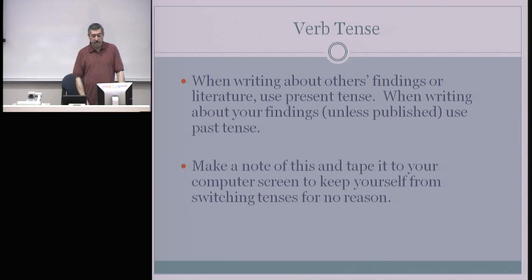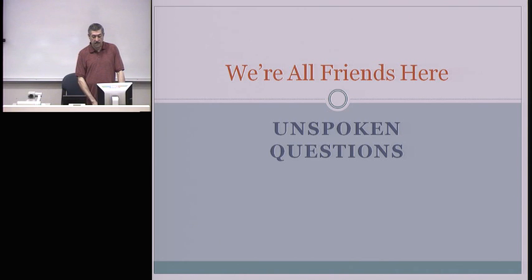And another one with verb tense: when you're writing about others' findings or literature, you want to use present tense. When you're writing about your finding, unless you've had it published, use past tense. And one way to make sure you don't shift your tenses, you can tape this note to your computer screen to protect yourself from switching tenses for no reason. Because that is a common error a lot of grad students still make.